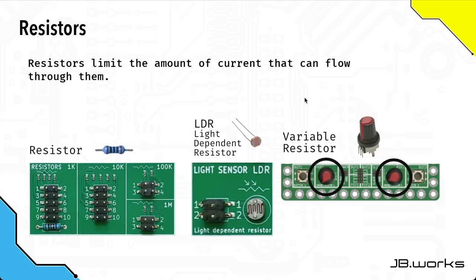So to summarize, resistors limit the amount of current that can flow through a wire or a circuit. You have fixed resistors, and then you have the variable types that have a value that changes, whether it's from light falling on them or by someone turning a knob.